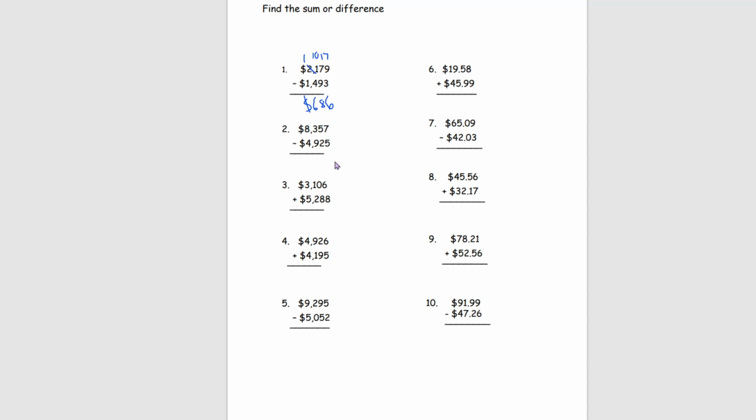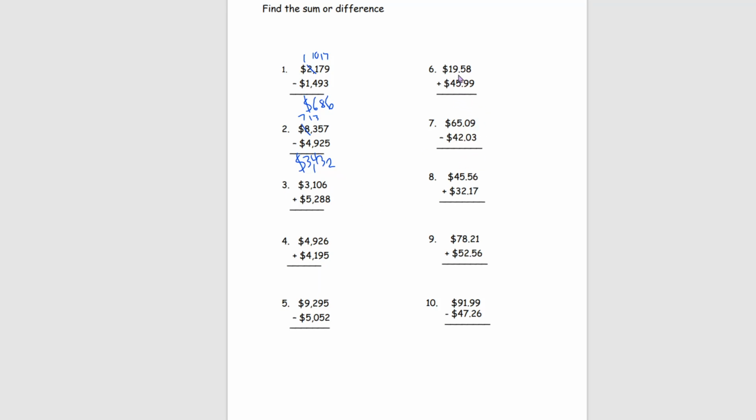For number 2, it's the same thing as number 1. So we do 7 minus 5, which is 2. 5 minus 2, which is 3. 3 minus 9 is not possible, so we borrow 1 from right here. Change this to 7. Make this 13. This becomes 4. And this becomes 3. So it is $3,432. On this side, we're going to be adding.